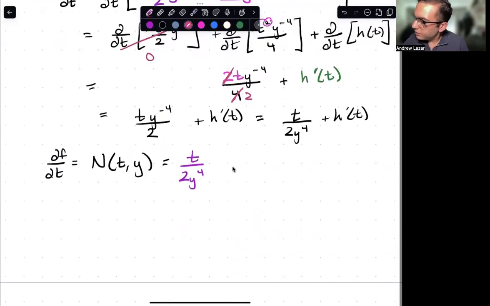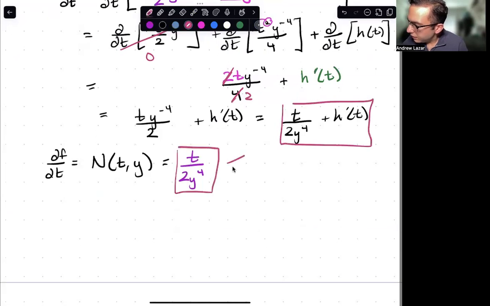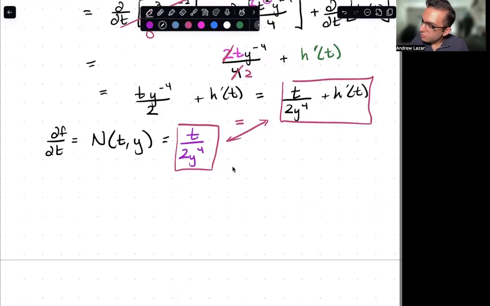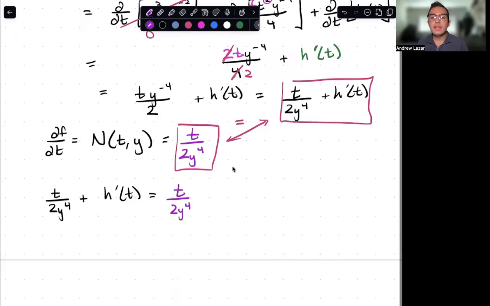So what we're going to do is set these two equal to each other. We're going to set those two equations equal to each other and solve for h. So what I have is t over 2y to the 4th power plus h prime of t equal to t over 2y to the 4th power. And we're going to solve for h of t.